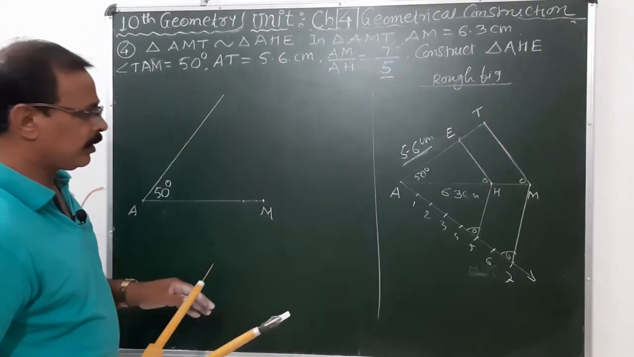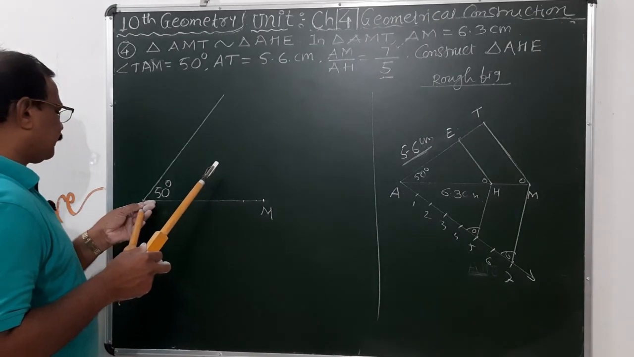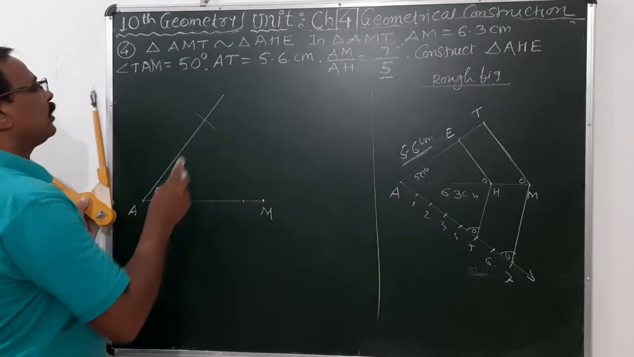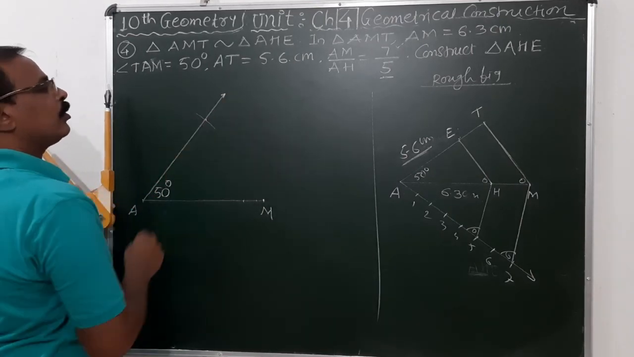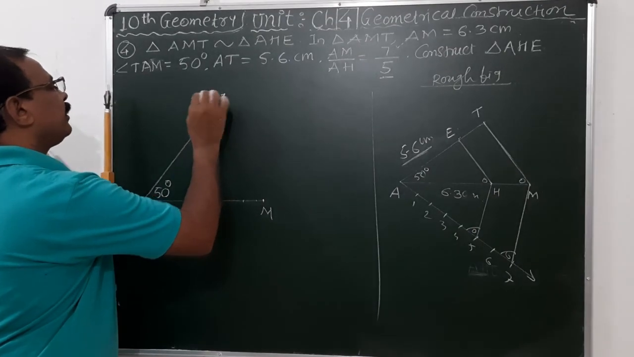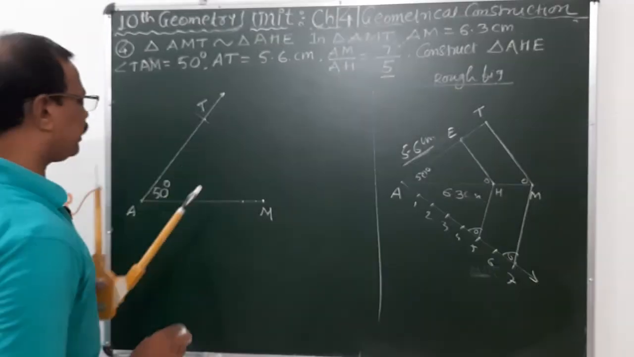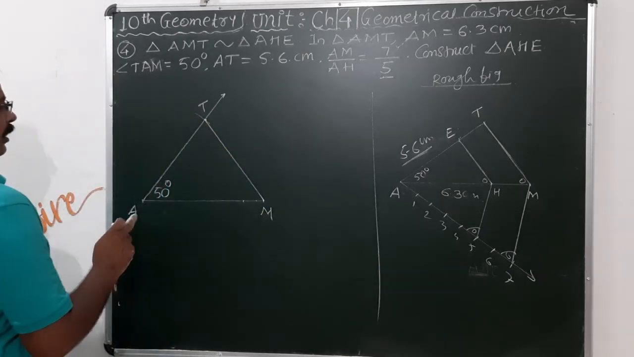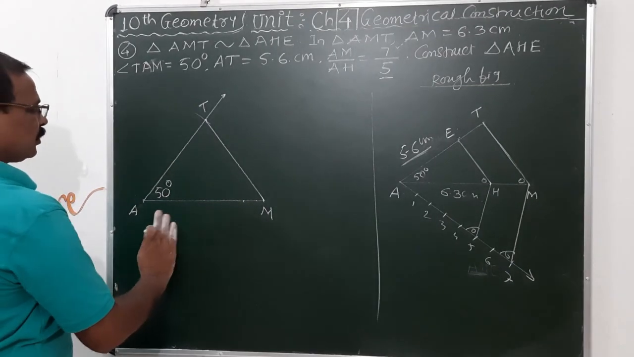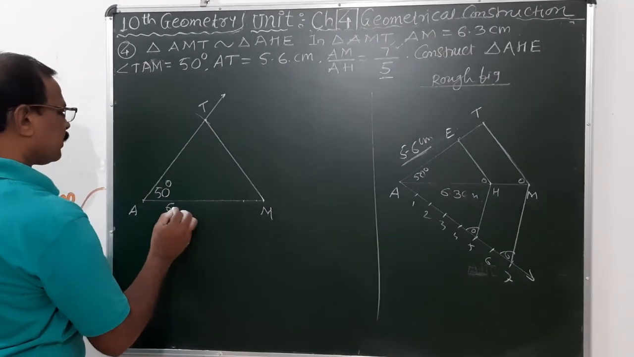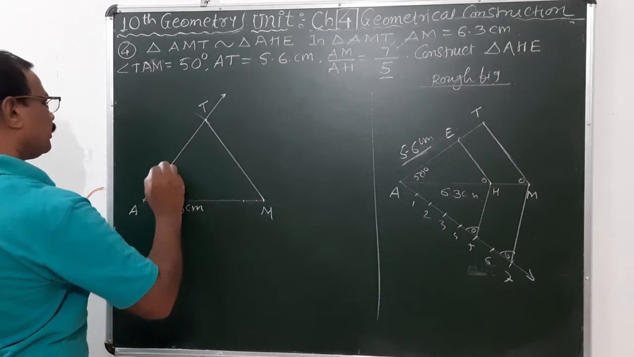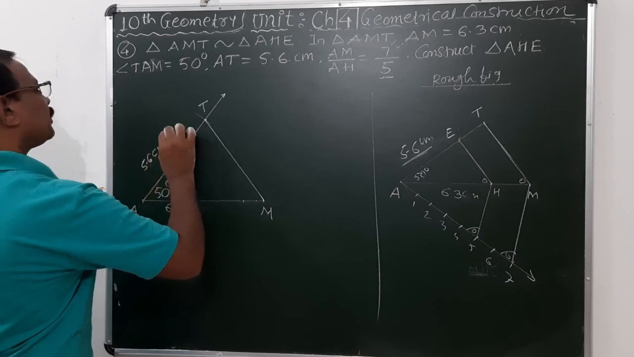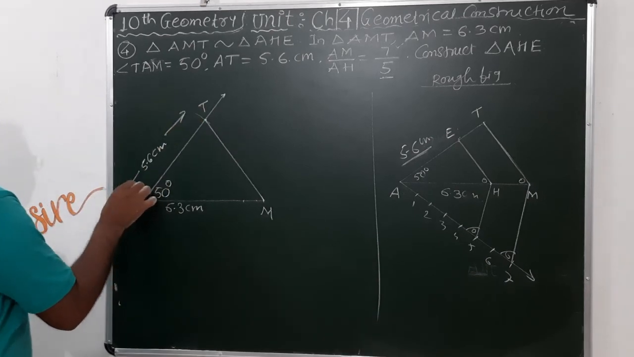Take 5.6 centimeter in your compass and draw an arc which cuts angle A at a point. This point is nothing but T. Now just join T and M. If you join TM, you will get a triangle AMT. So this dimension is 6.3 centimeter, this is 5.6 centimeter, and this is the length of this side.